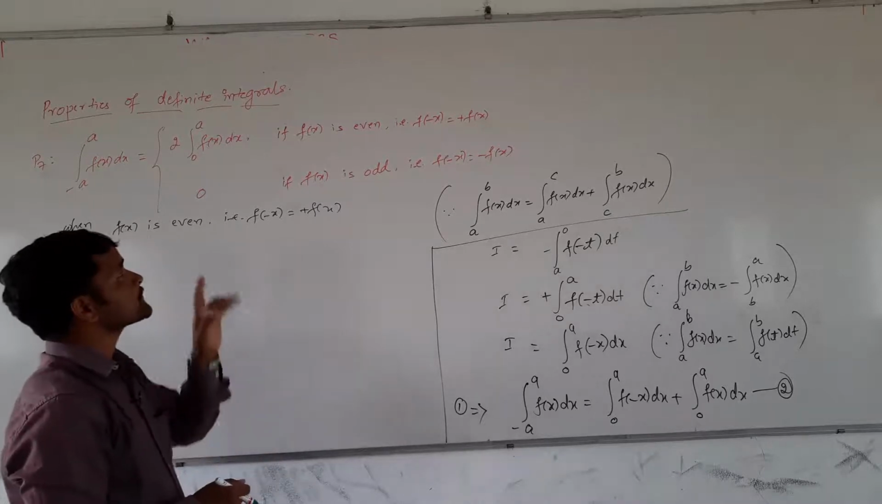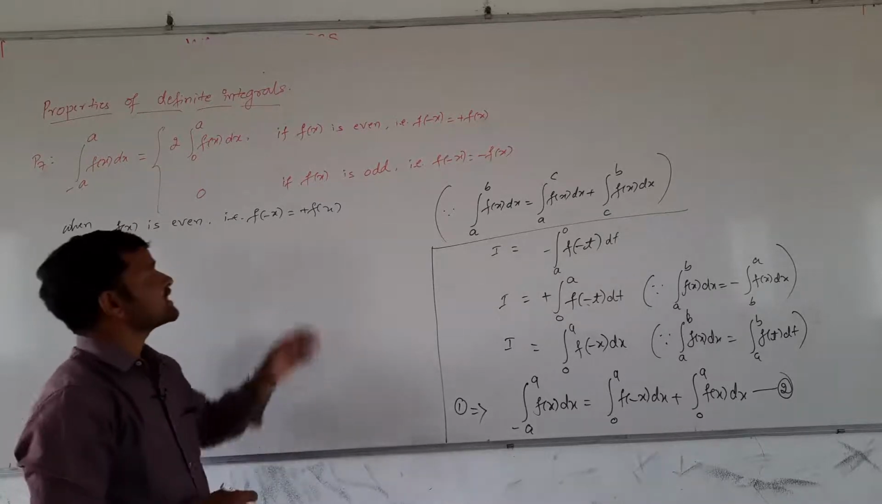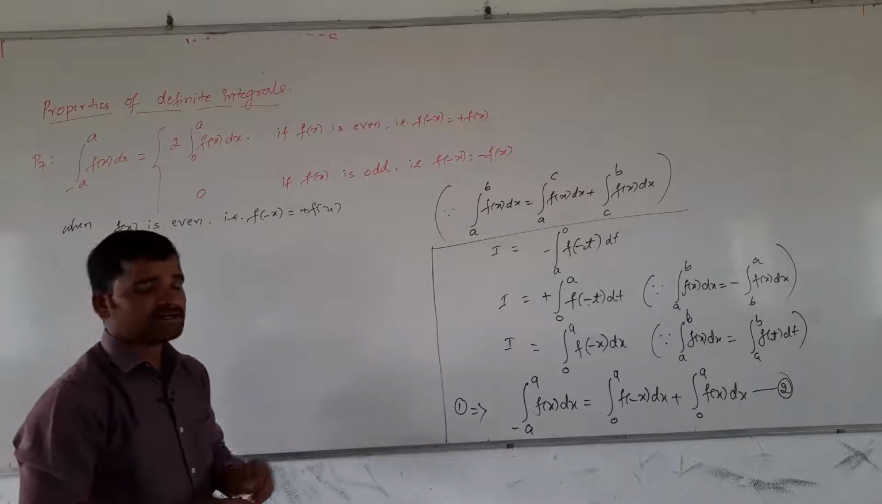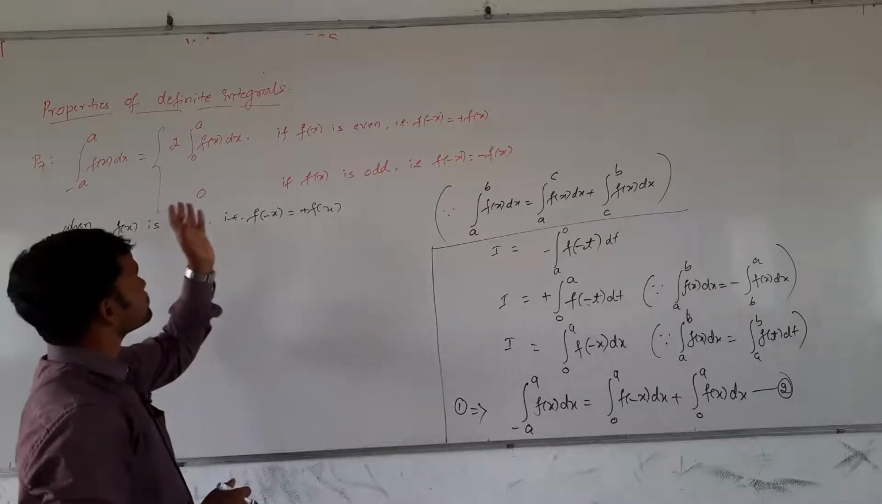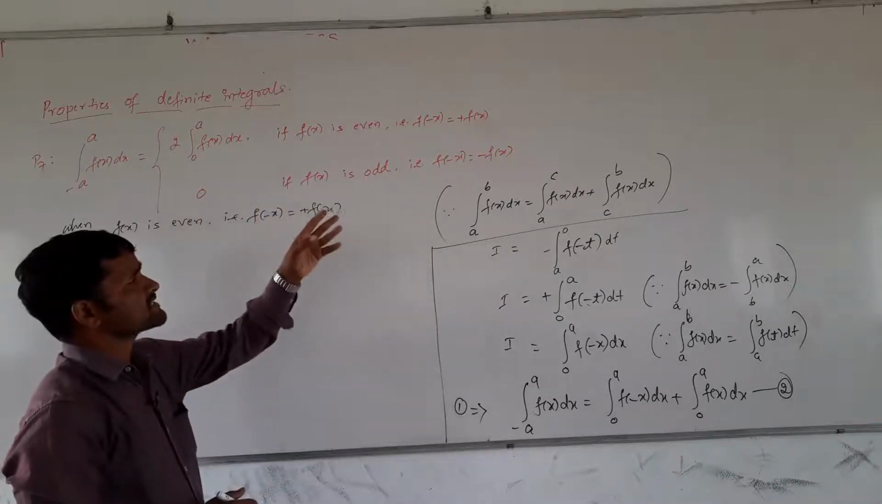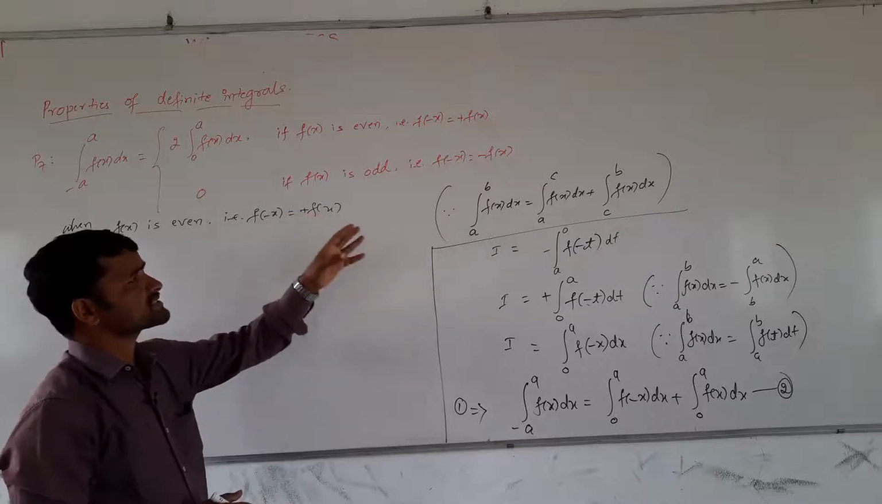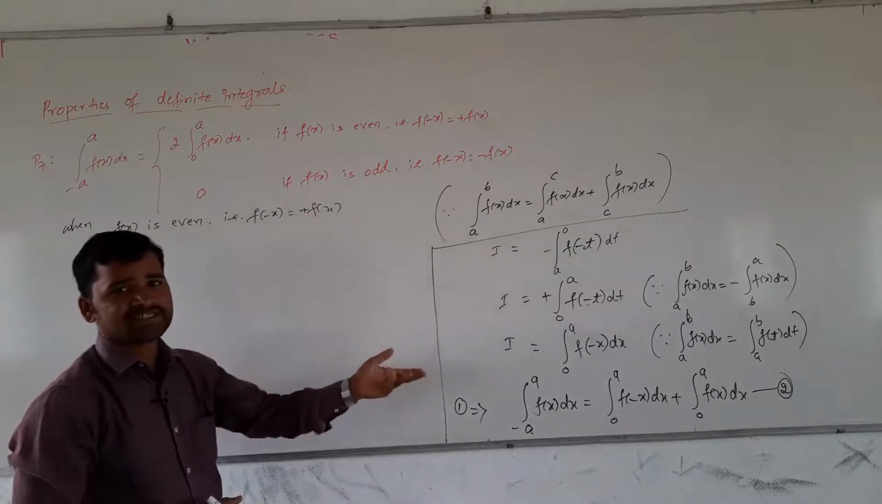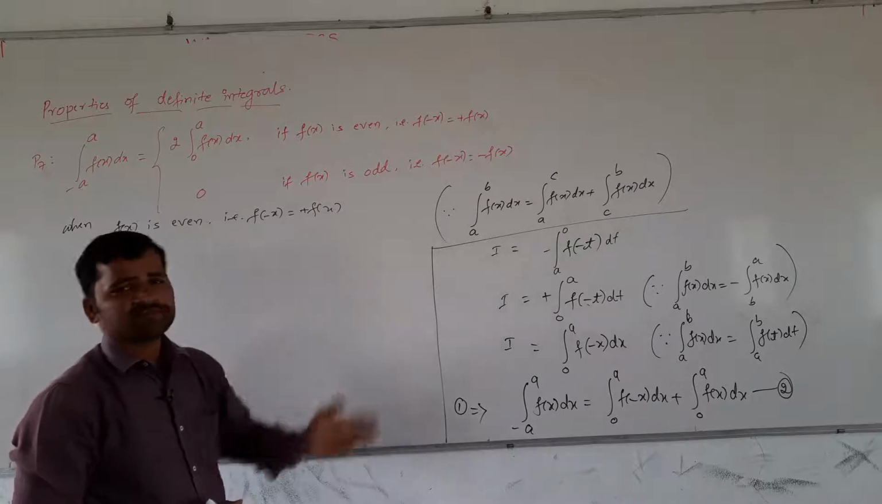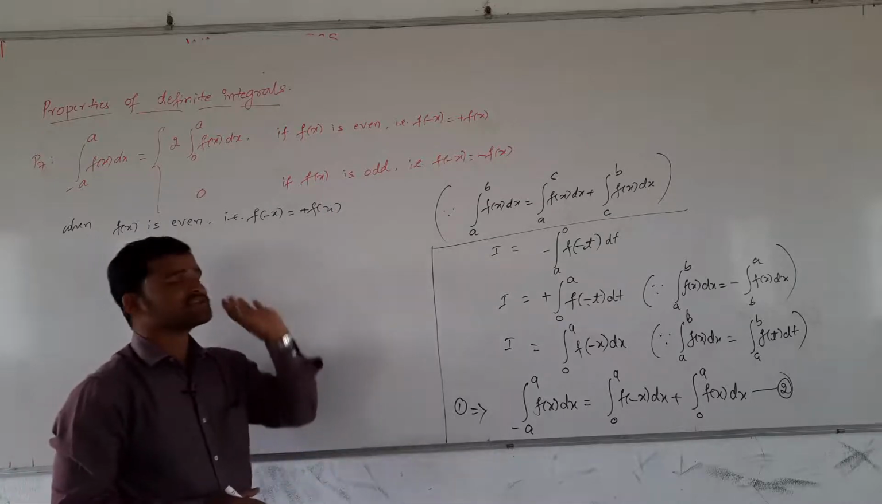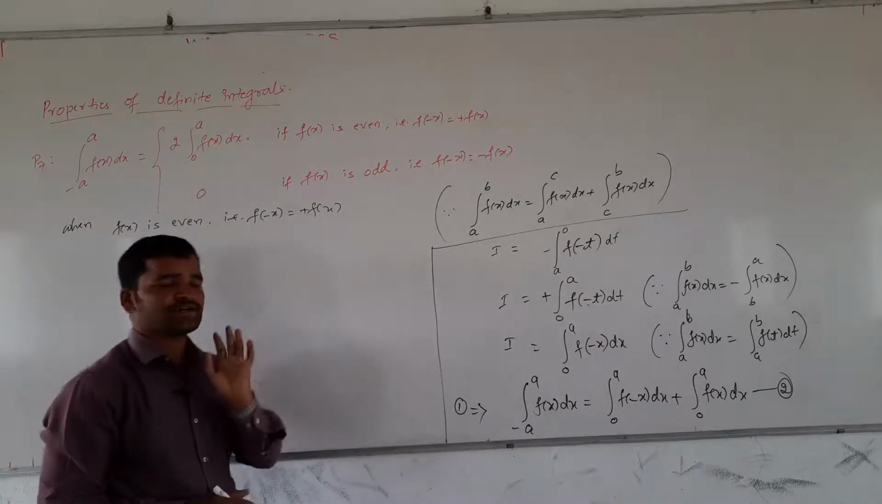Simply they may say f of x is even and f of x is odd, or they may say it as f of minus x is plus f of x and f of minus x is minus f of x. Any one they may mention or both they may mention. You have to be clear enough with the concept, what is even, what is odd.